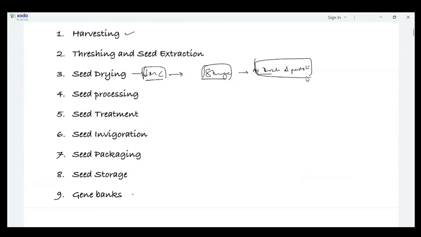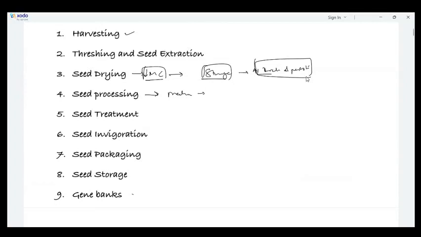Once the seed drying is finished, we process the seed. Why is processing important? There might be mechanical mixtures, and if the threshing or harvesting has been done by machine, there will always be trash, clods, pods, stones, and everything intermixed with the seeds. In order to clean them, to upgrade the quality, and to make the seeds uniform in size, based on size, weight, length, and color, we need processing.